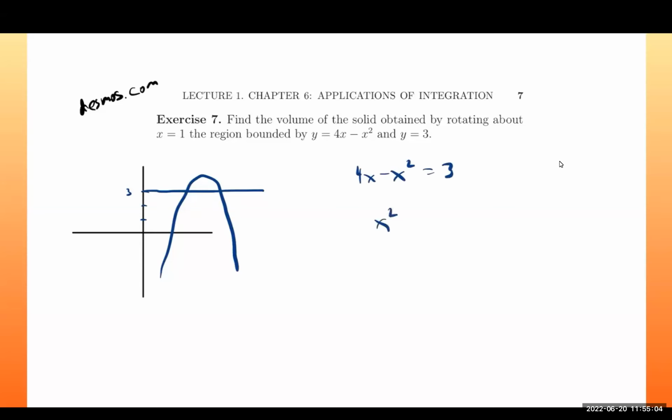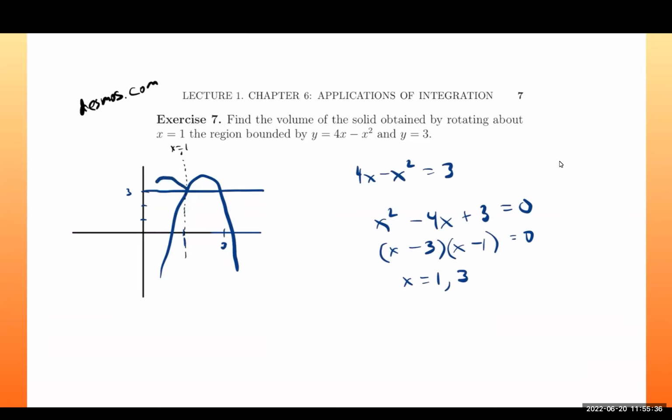If you bring all the terms to one side, you're going to get this quadratic, which is going to factor into, and the points of intersection are 1 and 3. So 1 and 3. Okay, and we're rotating about the x equals 1 line, so that's going to be this axis of rotation. All right, so you can imagine this is going to look something like that. And our cylinder will be like here and here. You can draw that if you'd like.